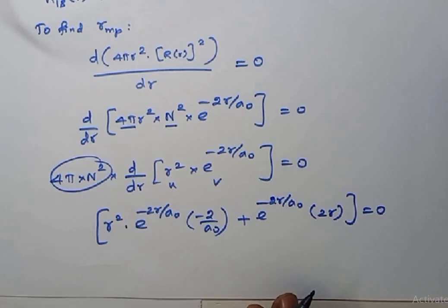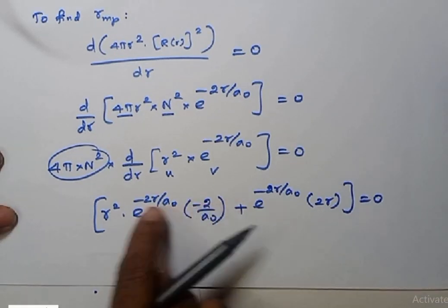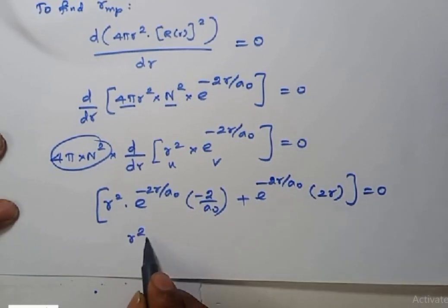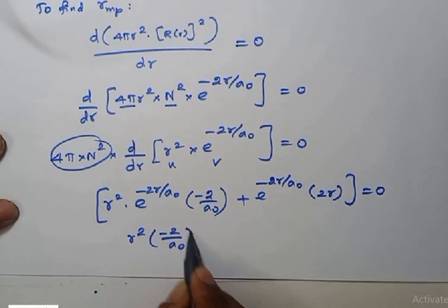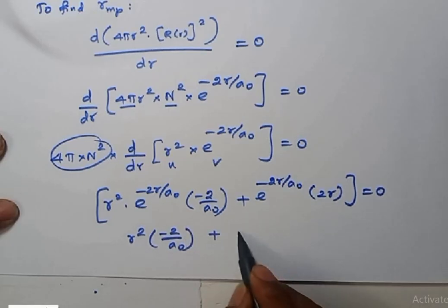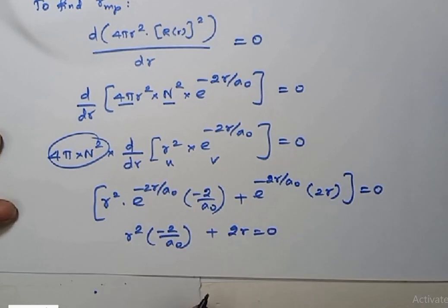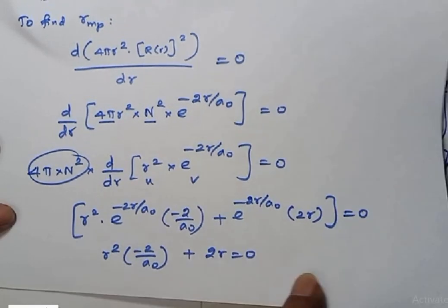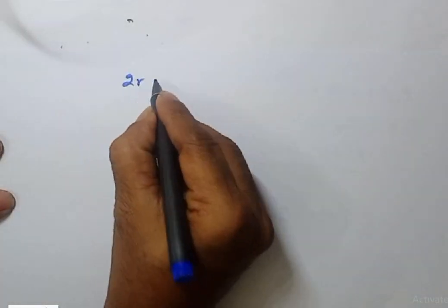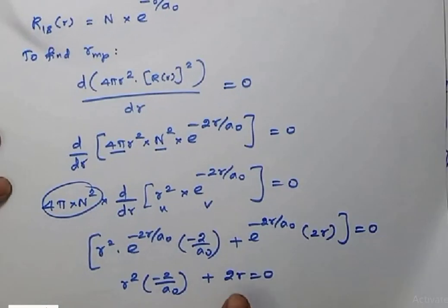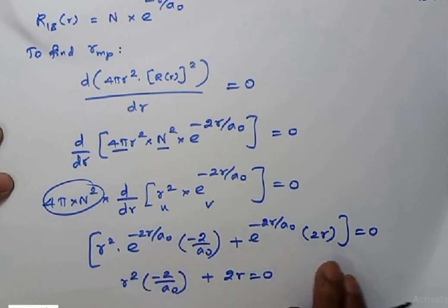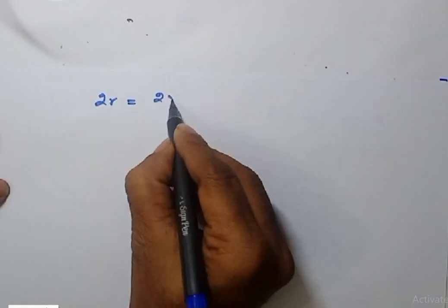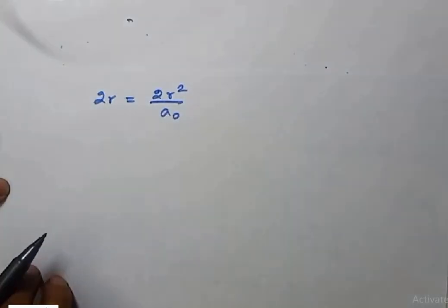Take e power minus 2r by a naught as common, and if you bring it to the right hand side, it becomes 0. So I can write directly: r square into minus 2 by a naught, plus 2r equal to 0. Now see, this is minus 2r square by a naught. Bring it to the right hand side. So 2r equals, I'm keeping 2r as such and bringing this term to the right hand side, so it becomes plus 2r square by a naught. Correct? Plus 2r square by a naught I get.